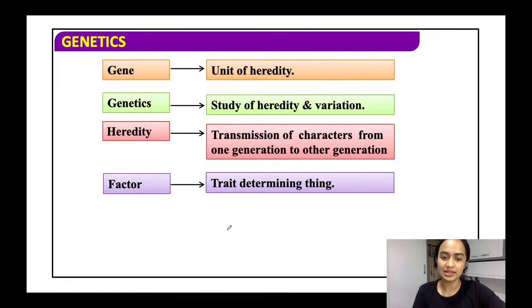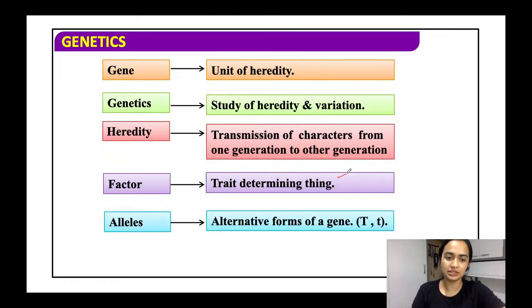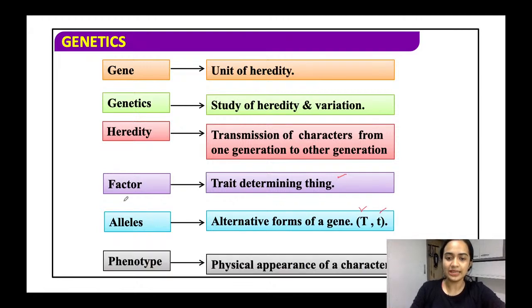Now coming to factor. So the trait determining thing, मतलब जो हमें ट्रेट डिटरमाइन करता है कि या तो वो टॉल है या वो शॉर्ट है या जैसा कलर है, वो सारे होते हैं फैक्टर्स, जिन्हें बाद में कहा गया था जीन्स. एलियल्स होते हैं ऑल्टरनेटिव फॉर्म ऑफ जीन्स, मतलब उसी फैक्टर में देखिए एक है टॉल एक है शॉर्ट, तो ये है ऑल्टरनेटिव, मतलब दो डिफरेंट टाइप हुए, तो इसे कहते हैं हम एलियल्स.